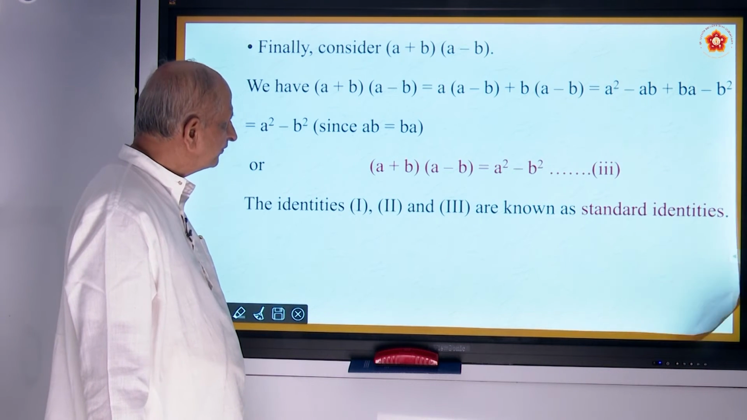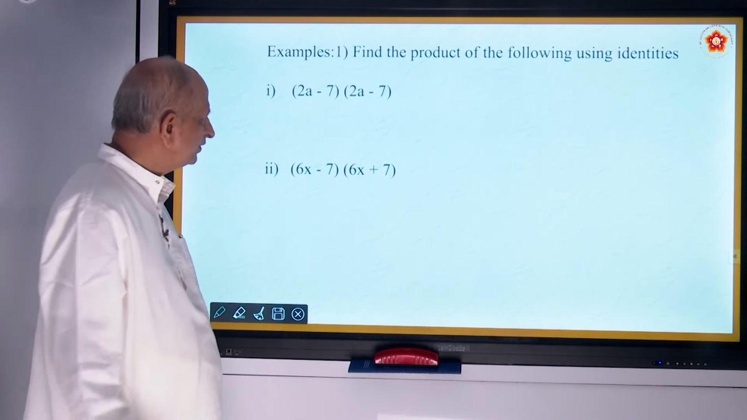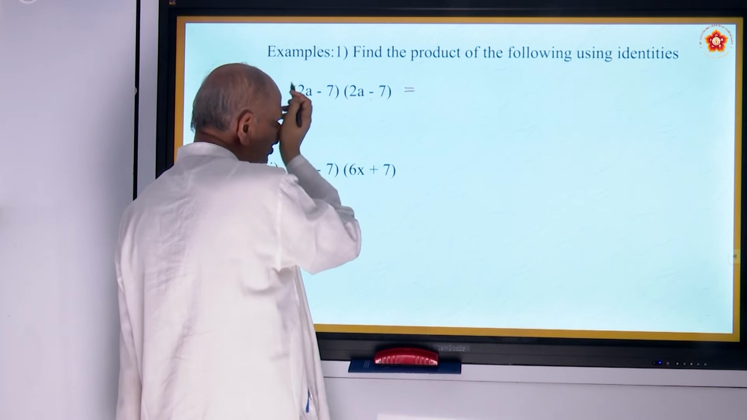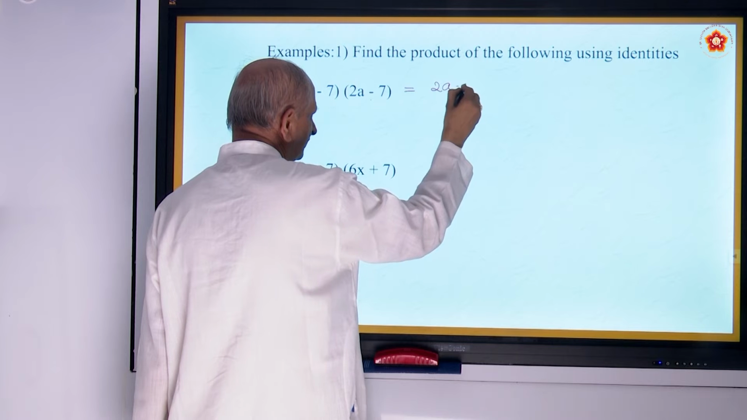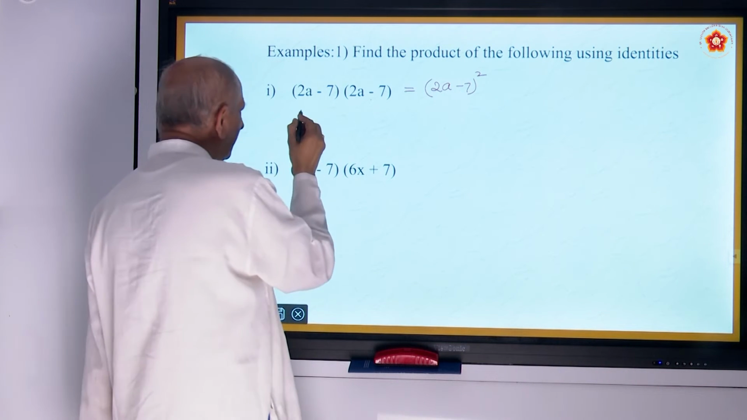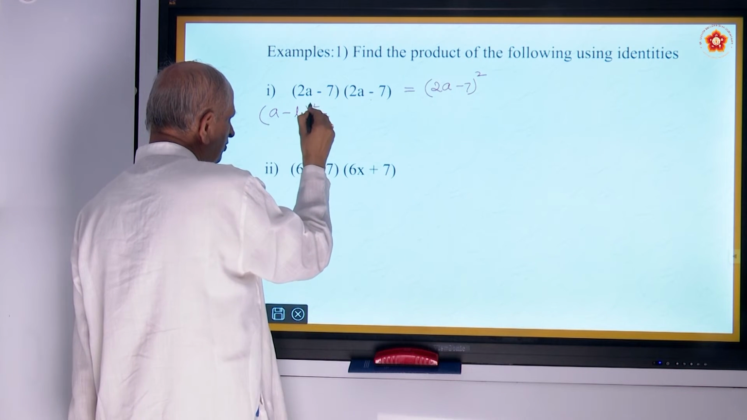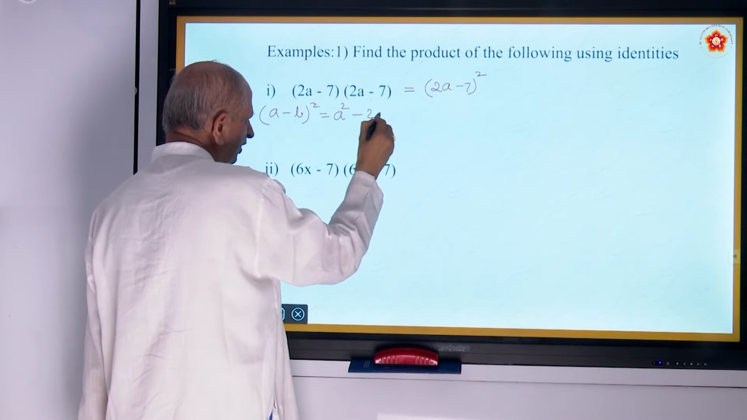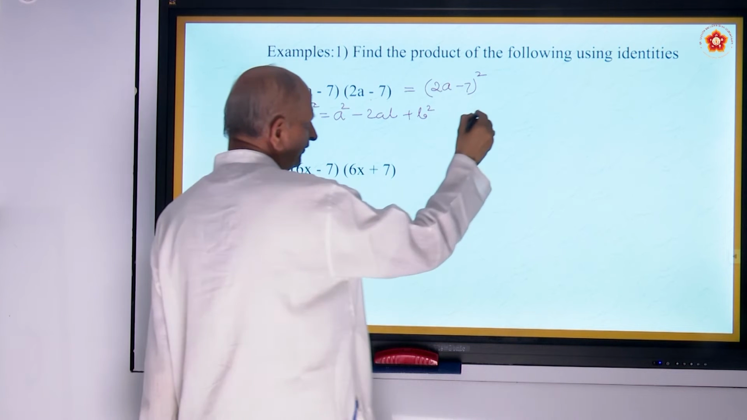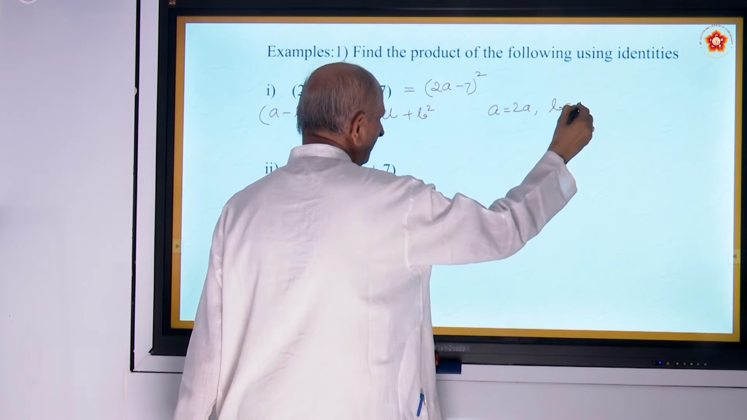Okay. First problem. Find the product of the following using identities. So this is like A into A square, so 2A minus 7 whole square. And which identity? A minus B whole square is equal to A square minus 2AB plus B square. What is the value of A? A is 2A, B is equal to 7.